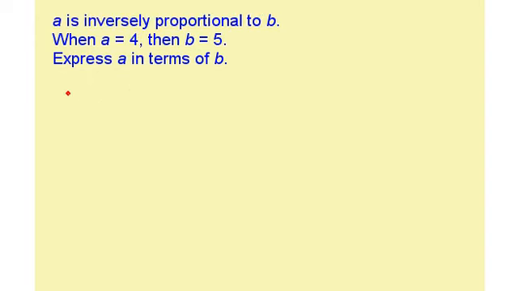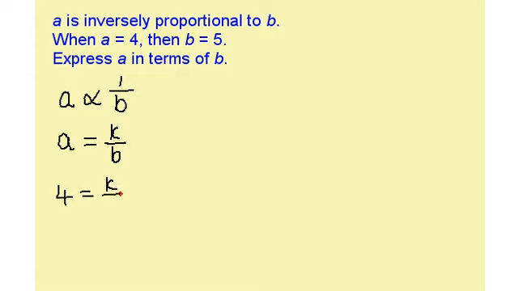This can be written as A is proportional to 1 over B. If we put in our constant of proportionality, this is K multiplied by 1 over B, which we can write as K over B. Then we're going to use the numbers from the question. A is 4 and B is 5. Solving to find K, we have 4 multiplied by 5, so K is 20. Using this part, we have A equals 20 over B.